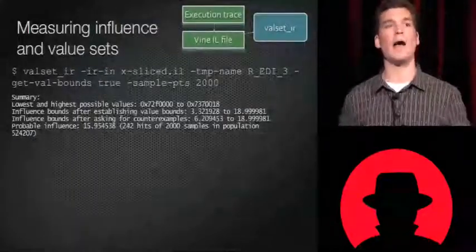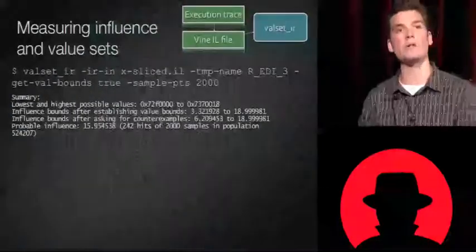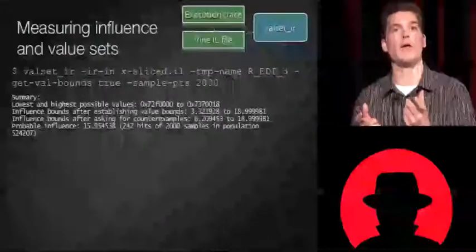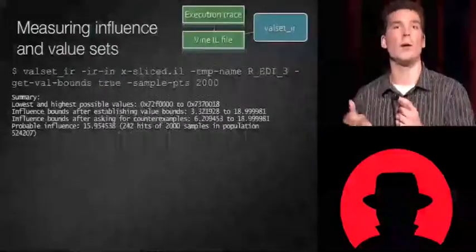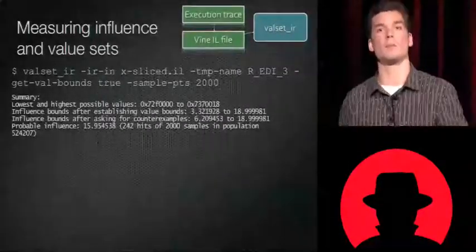We have a tool to compute the value set of any variable. The value set is essentially a set of possible values that any particular variable could take on if the program were supplied different inputs.